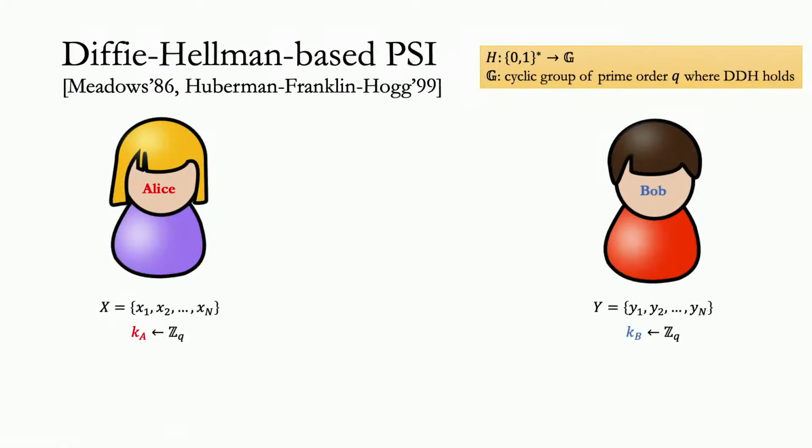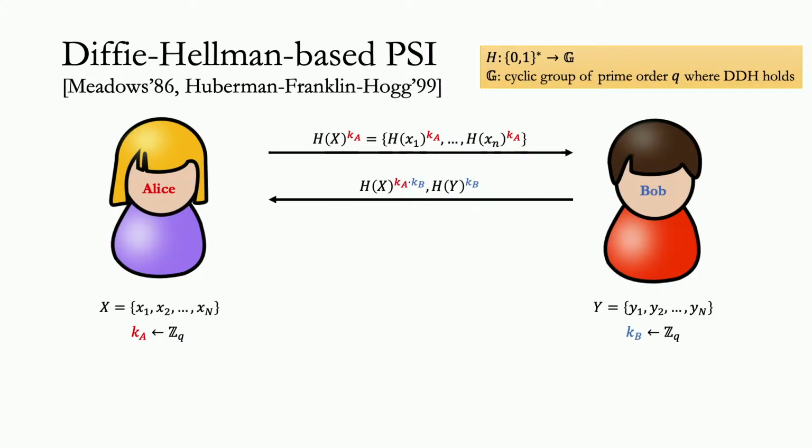So in this protocol, each party, Alice and Bob, will randomly sample an integer from Z_q. It's kind of the secret exponent in the group. And then Alice will hash all her elements raised to the power k_a and send to Bob. I will denote this as h(x) raised to the power k_a. And then Bob is going to raise all these elements to the power k_b. You get this set, and then also hash all his elements raised to the power k_b, and then send it back to Alice.